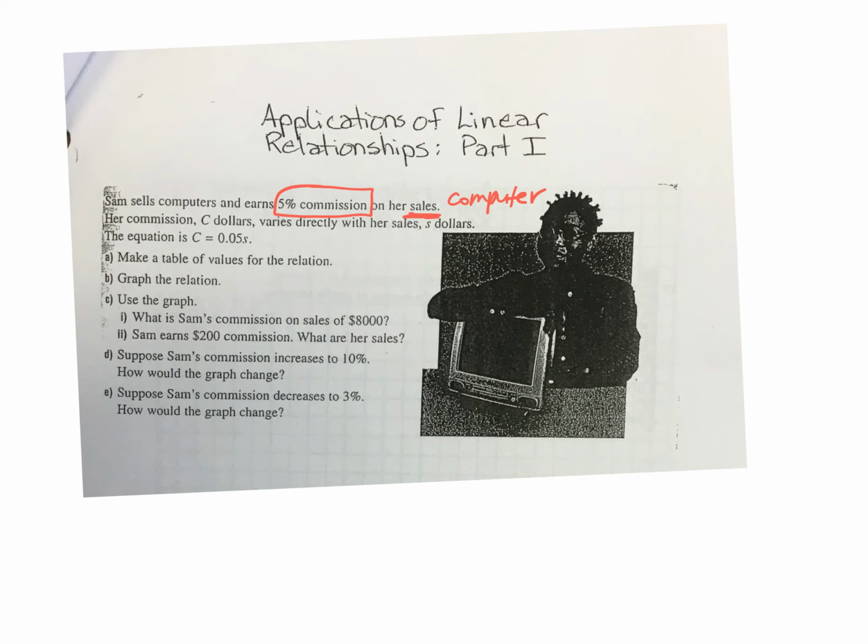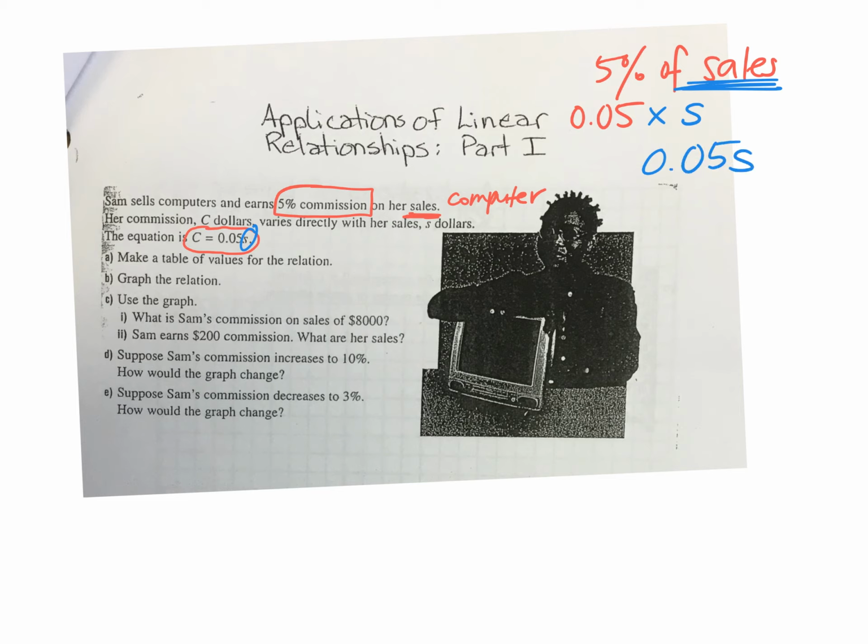So they've already given us the equation. C equals 0.05. That's 5%. She gets 5% of the sales, so 0.05. And what variable did they use to represent her sales? S. So instead of writing times S, we just write 0.05S. Okay? So we're trying to calculate her commission. How much commission does she make? Well, it depends on how much she sells.